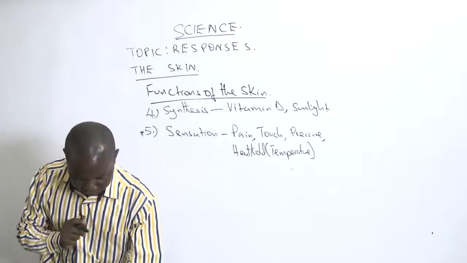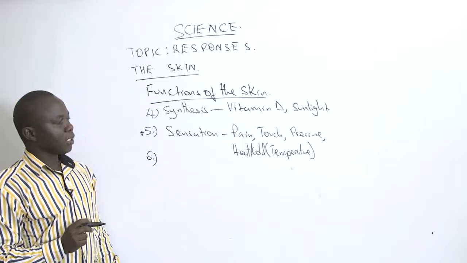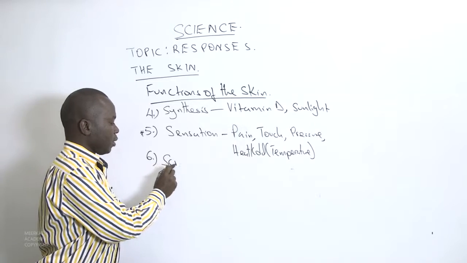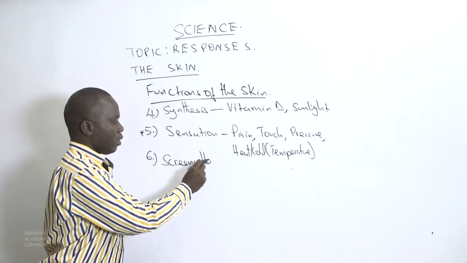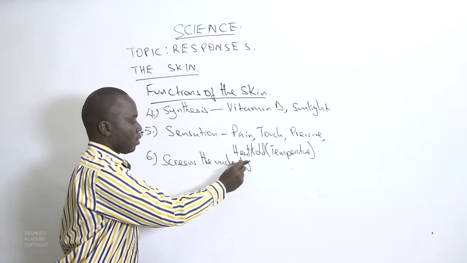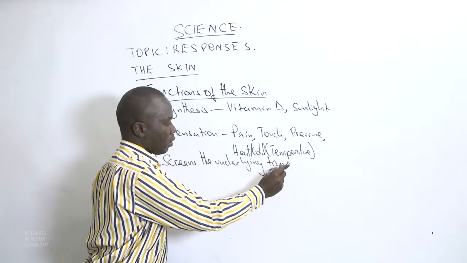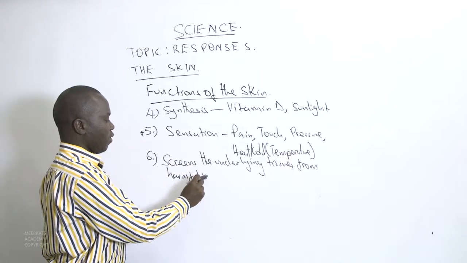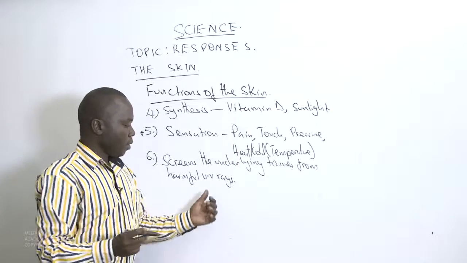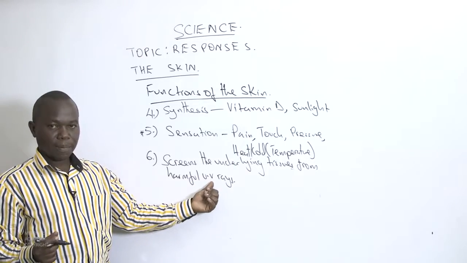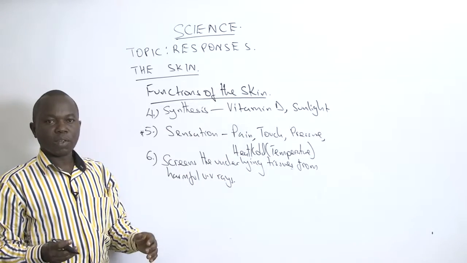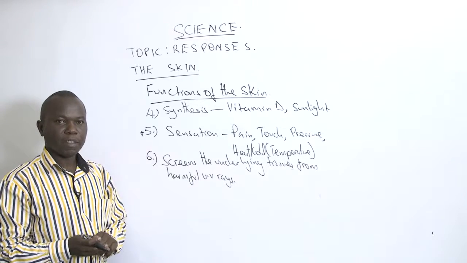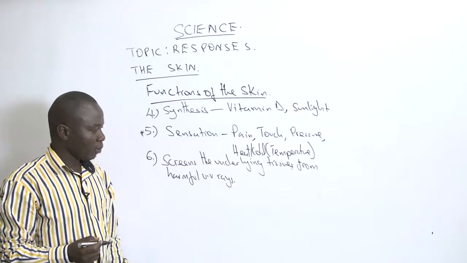And then we have other functions. The other very important one is screening the underlying tissues from harmful UV rays. UV rays, the major source is the sun. But if underlying tissues or cells are exposed to UV rays, we are going to have some problems, like maybe development of cancer, skin cancer, melanoma.